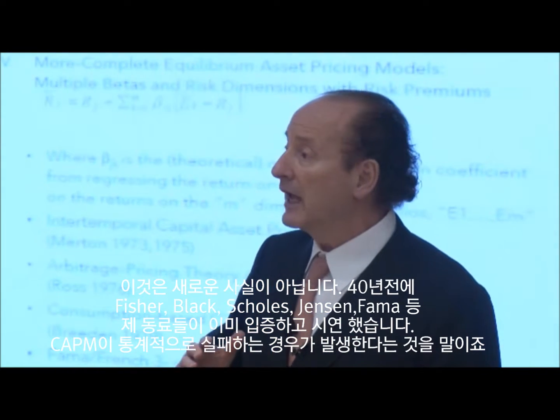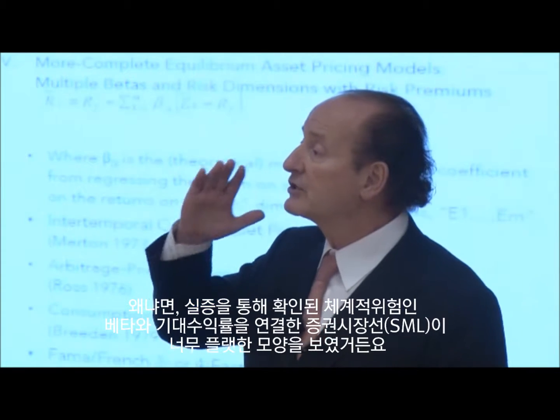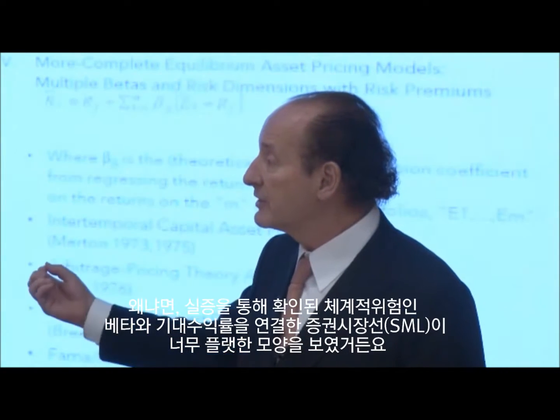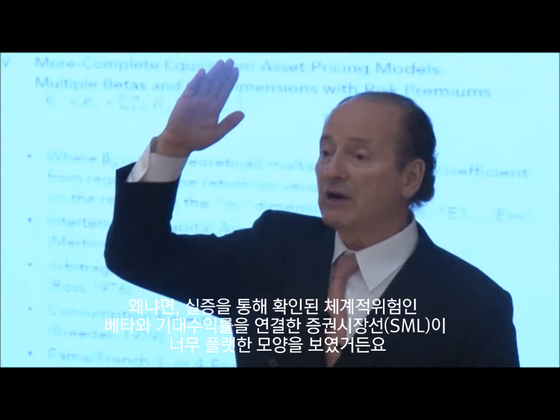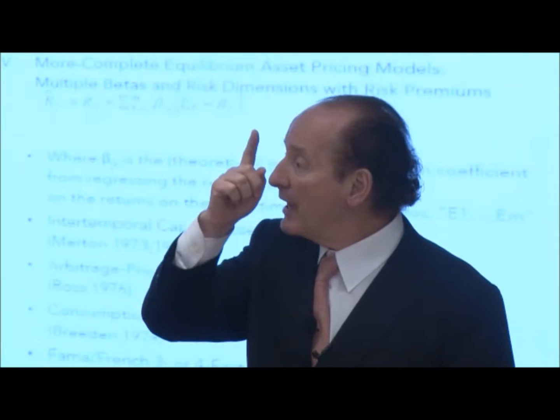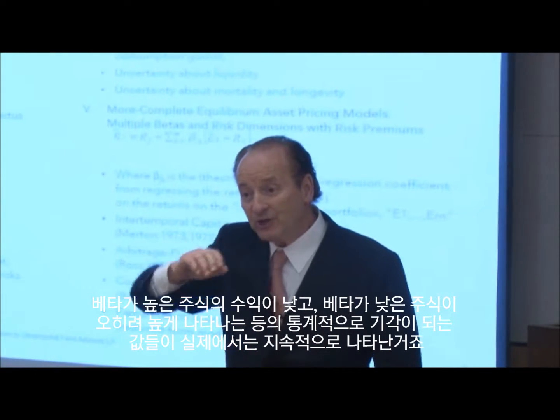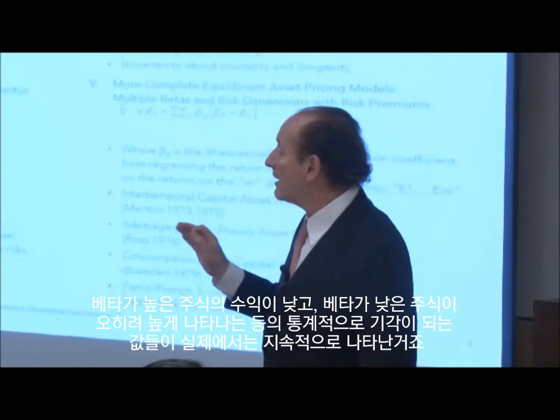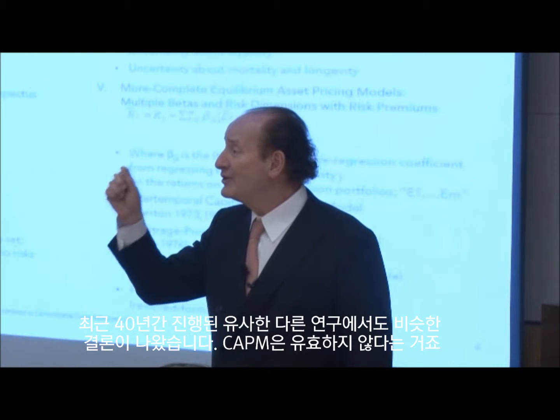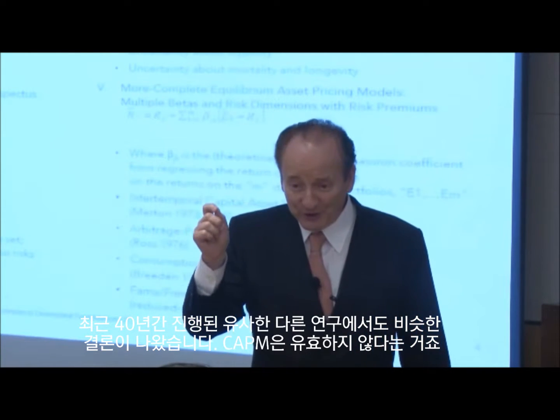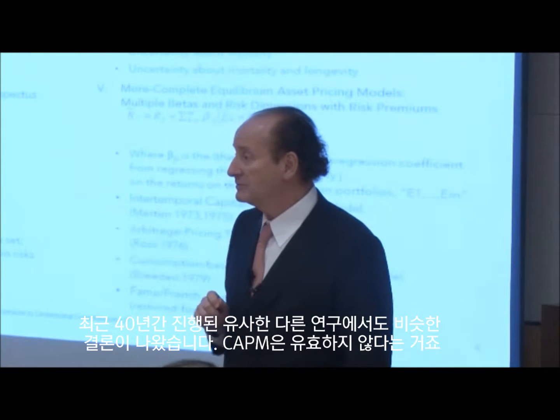demonstrated that the CAPM failed in the statistical sense because the security market line, the relation between systematic risk beta and excess return, was too flat. High beta stocks earned too little, low beta stocks earned too much, and statistically at a very high confidence level you could reject it. And those studies have continued for the last 40 years, and the answer continues to be not good enough.